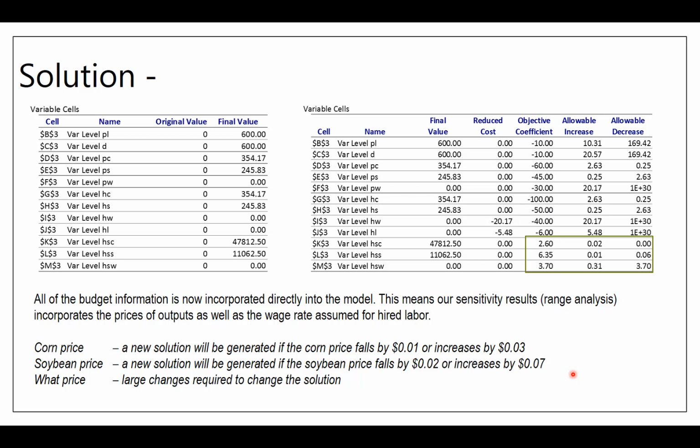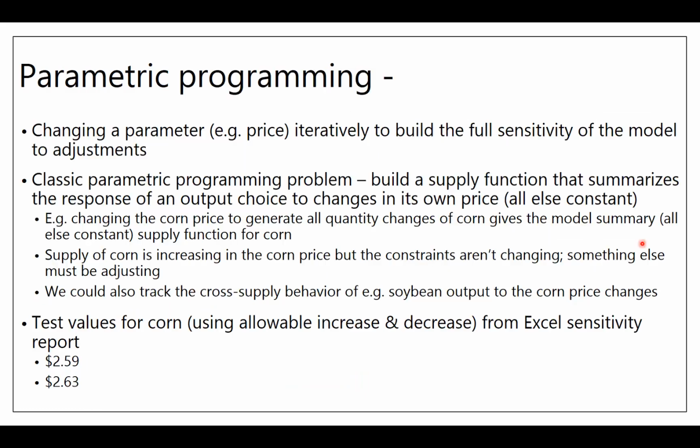And so that's what we call parametric programming, actually generating the new solutions. What is the new acreage? What is the base acreage at 260? What's the new acreage when we get to 263? And what's the acreage when we get down to 259, I guess. And so that's what parametric programming is. It's this idea that you can iteratively build out the full sensitivity of the model to adjustments in base parameters.